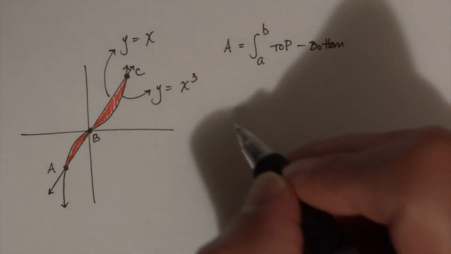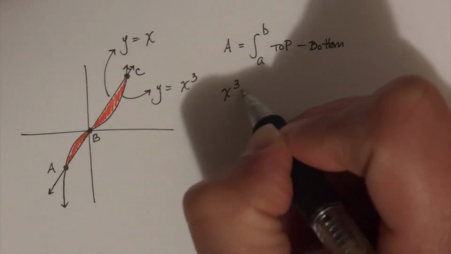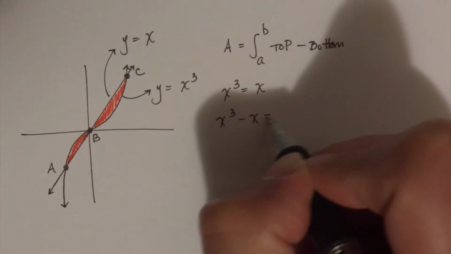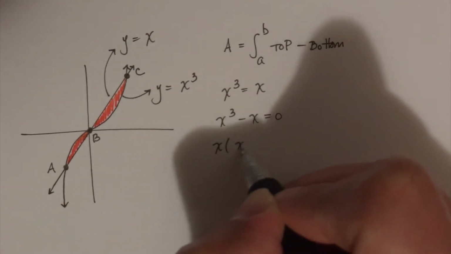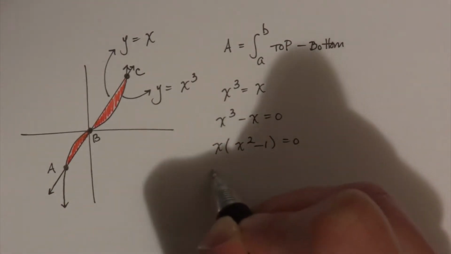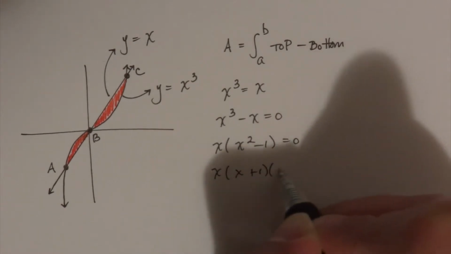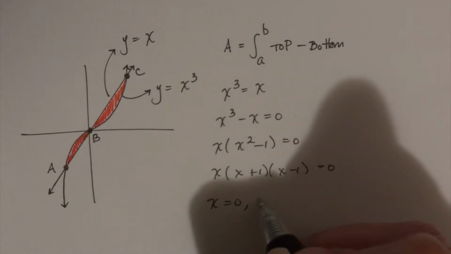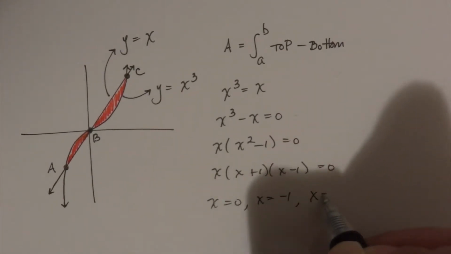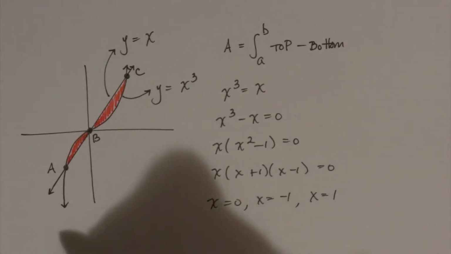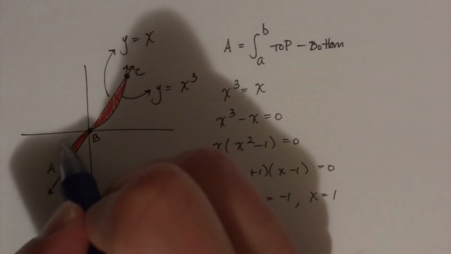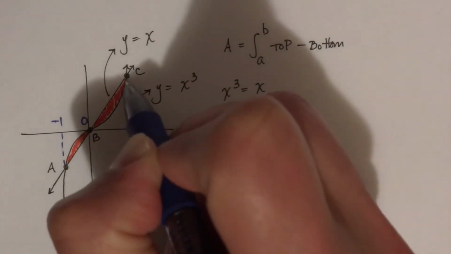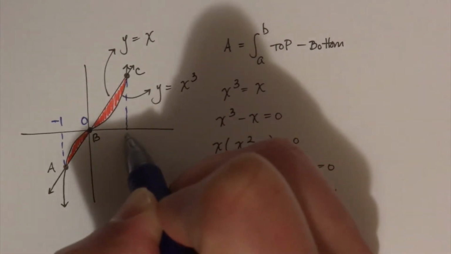Okay, so the first thing we're going to go ahead and do is set them equal to each other. That way we can figure out our limits of integration. And we take everything to one side, set it equal to 0, factor out an x, you're going to get x squared minus 1. So this becomes x plus 1 and x minus 1. Set that equal to 0, therefore x is equal to 0, x is equal to negative 1, and x is equal to positive 1. So it appears this point right here is negative 1, this point here is 0, and this point here is positive 1.